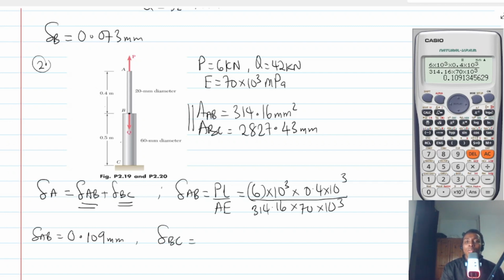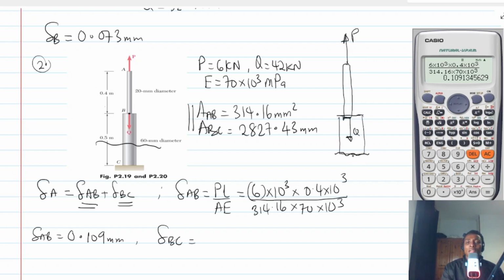So for BC, what do you think will happen? For BC, if we want to get the load, what do you think will happen? The load in BC. So to get the load in BC, we can make a section here, and it's going to be something like this. So P is here, this is B, and then there is Q here, and then I have taken a section here.